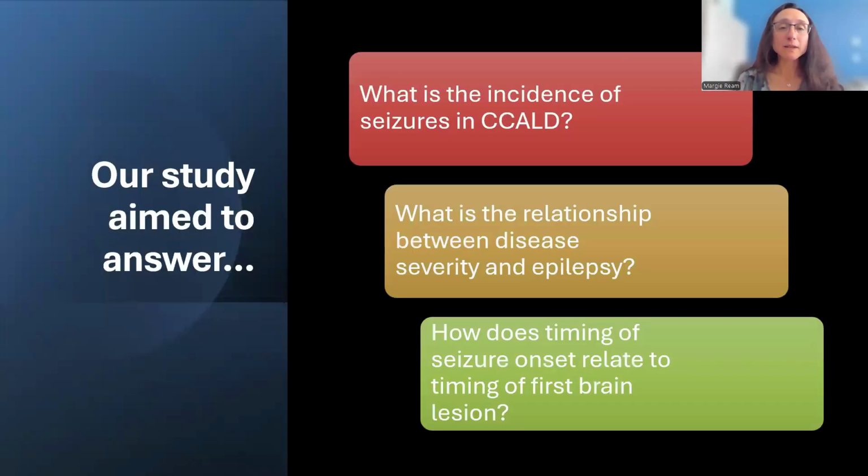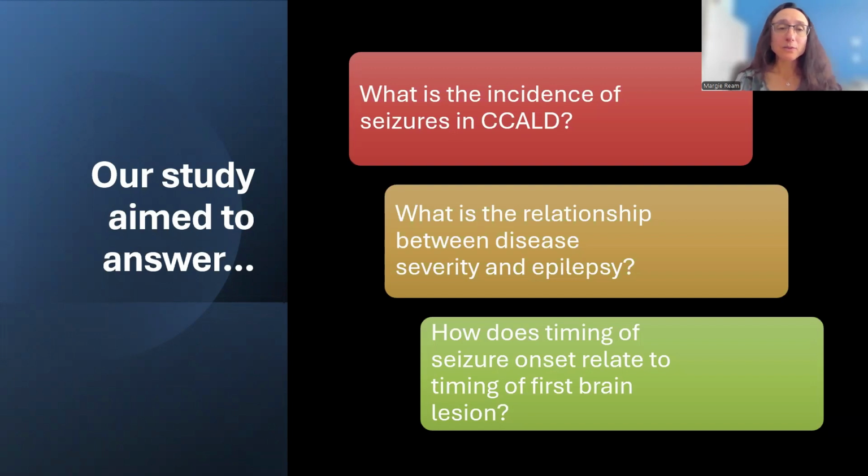So our study aimed to answer 3 main questions. First, what is the incidence of seizures in childhood cerebral ALD? What is the relationship between disease severity and epilepsy? And how does timing of seizure onset relate to timing of the first brain lesion?